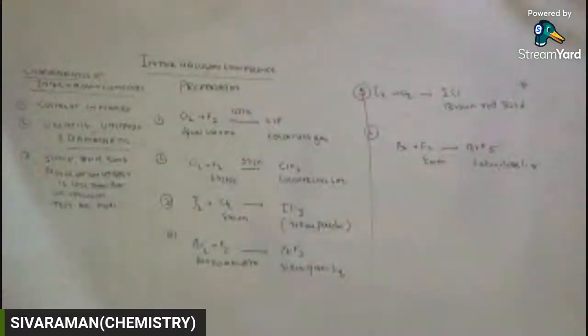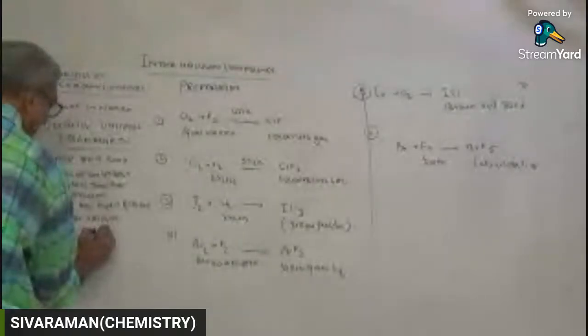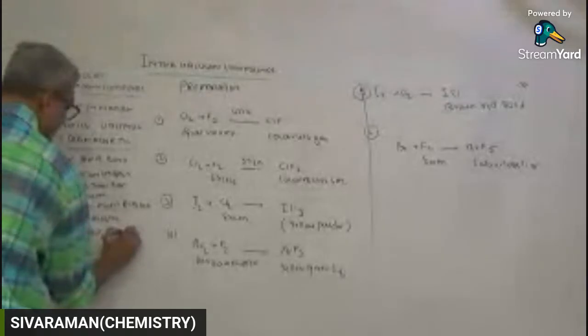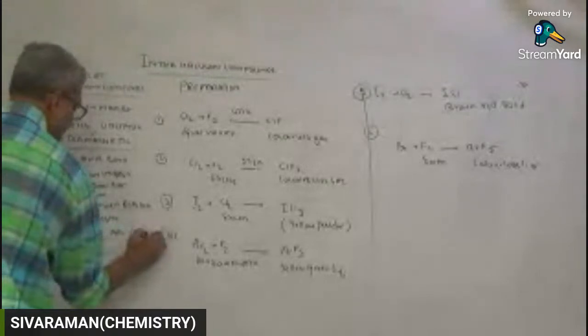Give scientific reason. One mark question. You should know they are more reactive than halogen. Fluorinating agent. So ClF3 and BrF3 are strong fluorinating agents.